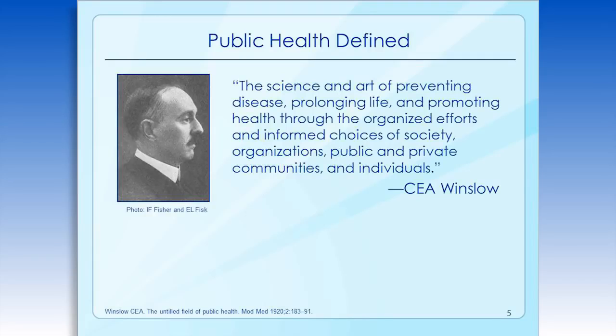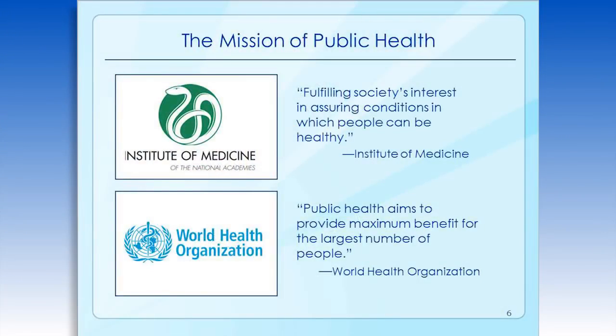From Winslow's definition, you might note that public health gives people and organizations information to help them make choices that inform them and help them improve their health or the health of others. Public health also occurs at different levels: individual, organizational, and community levels, and even more broadly at the city, state, national, and international levels.